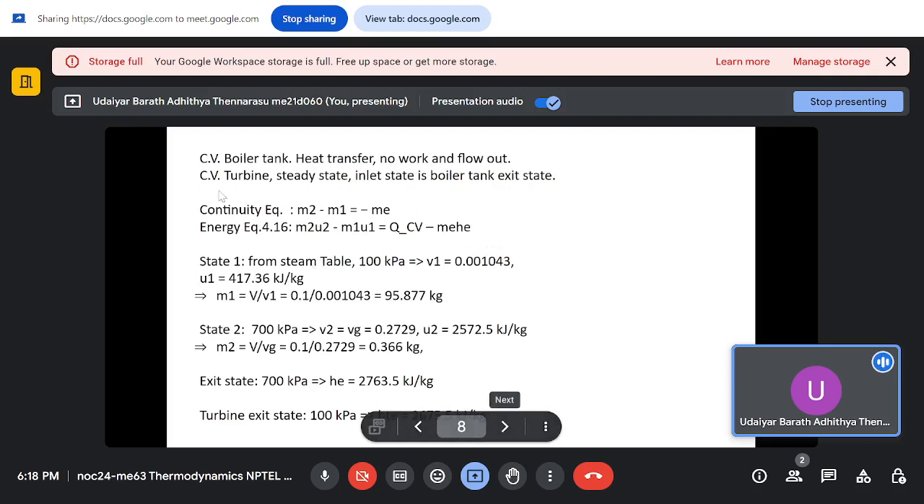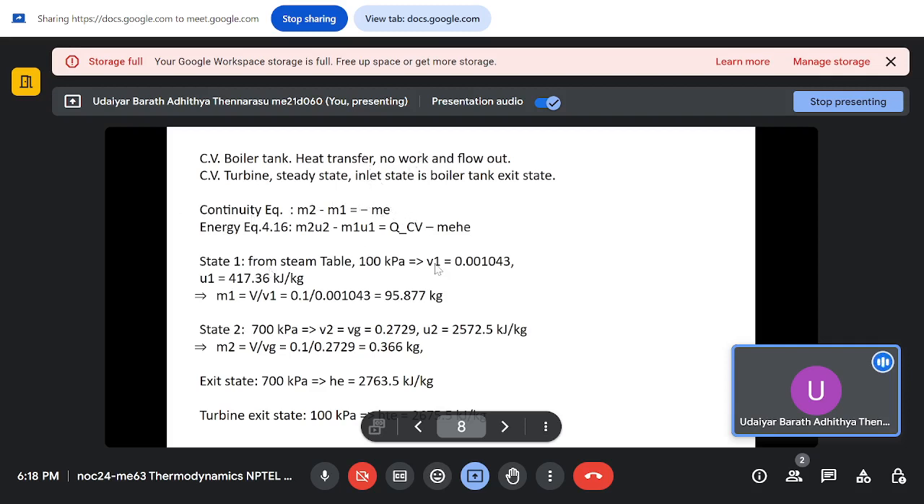Initially we'll consider two separate control volumes, one for the boiler and the other for the turbine. In the boiler there is no work transfer, there is one heat transfer, and there is a mass which is going out. In the turbine there is no heat transfer, but there is fluid coming in and going out, and there is a work transfer. It is operating in steady state.